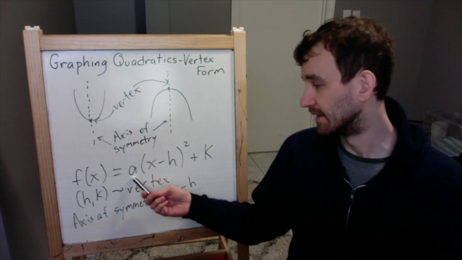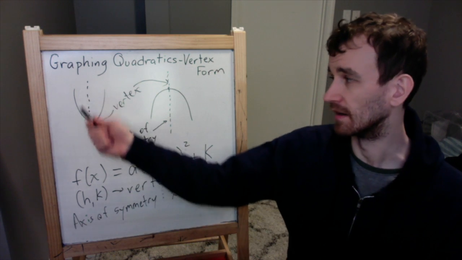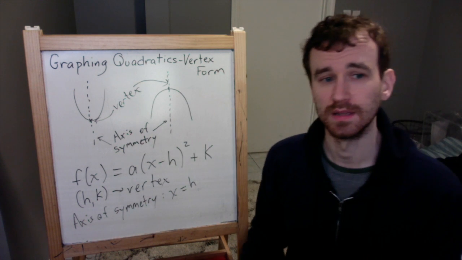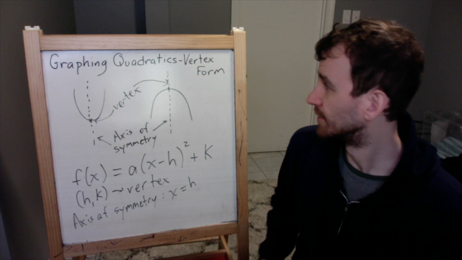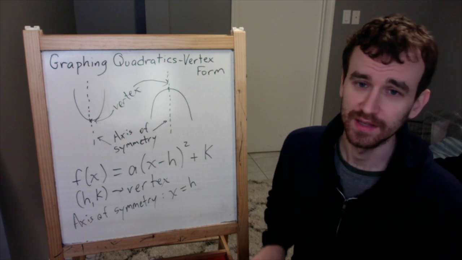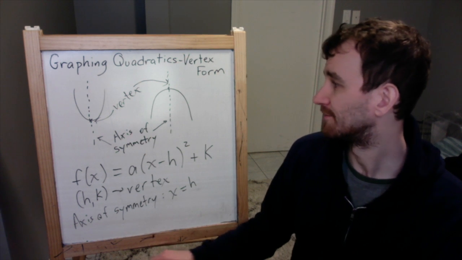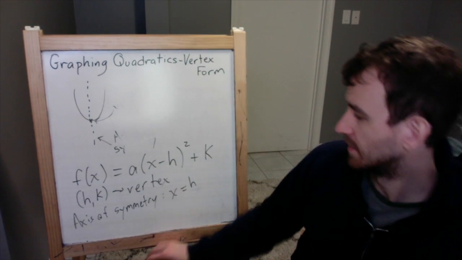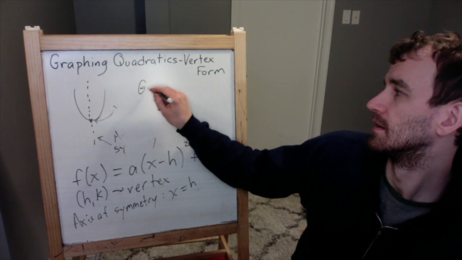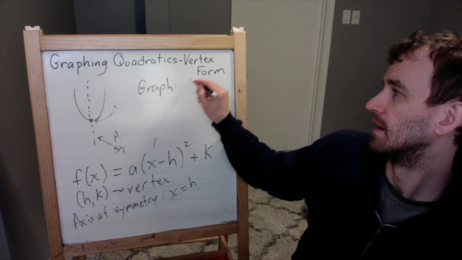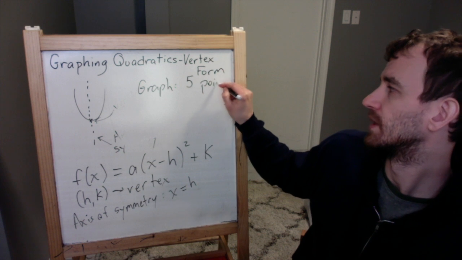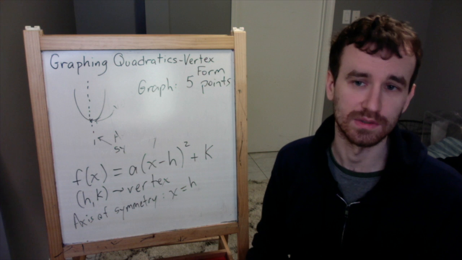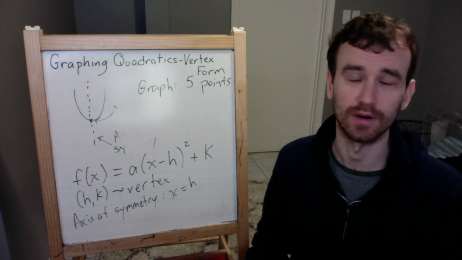And then the value of a, if a is positive, you'll get an upward opening parabola like that. If a is negative, you'll get a downward opening parabola like that. If I want you to graph a parabola, I want 5 points. And I do not want you to just plug in x equals 0, 1, 2, 3, 4, 5.